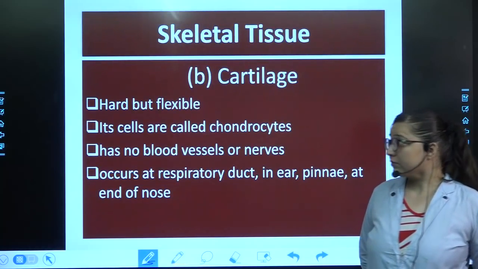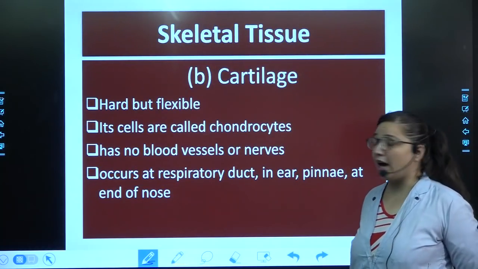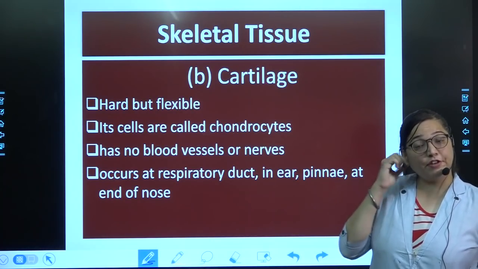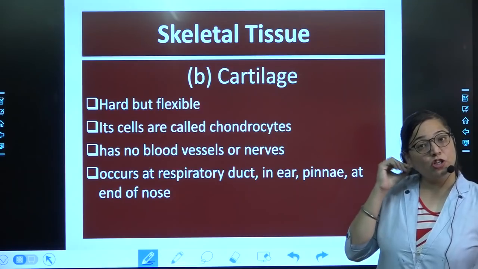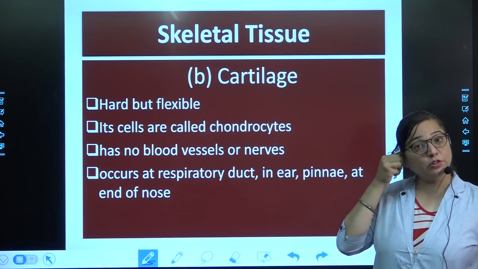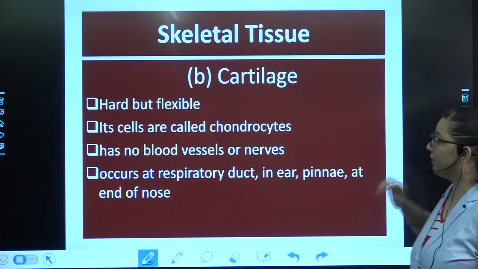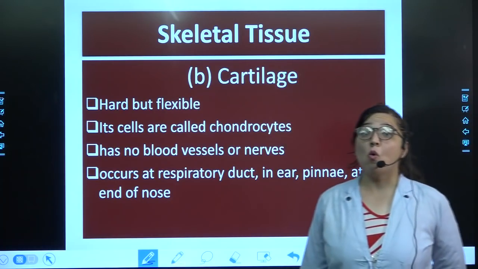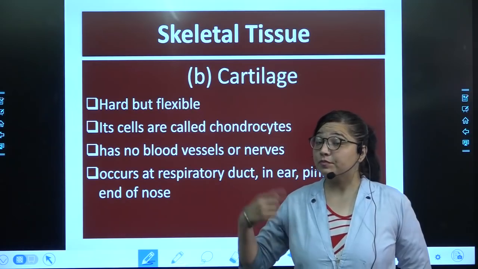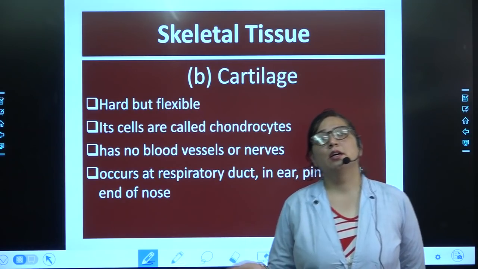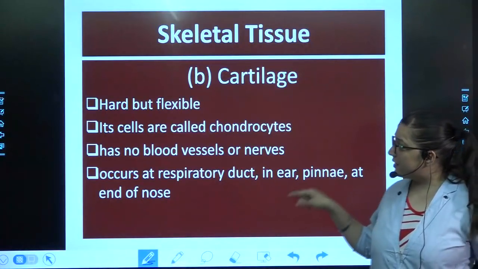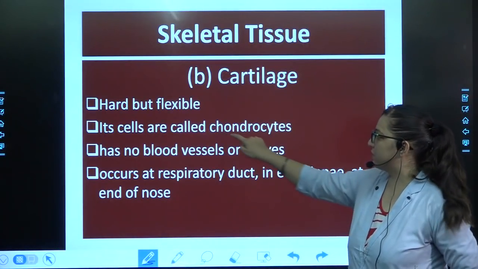Now, cartilage. This is hard but flexible. Like you can see over here, here we are having cartilage. So, these tissues are flexible. And what are the cells called? Chondrocytes. What are the cells of bones called? Bone cells are called osteocytes. Cartilage cells are called chondrocytes.